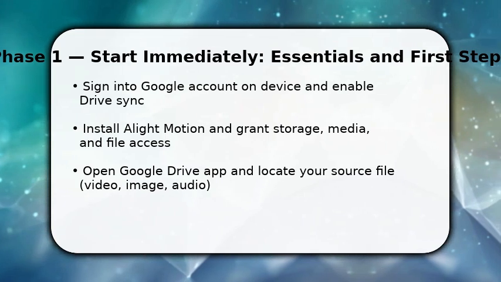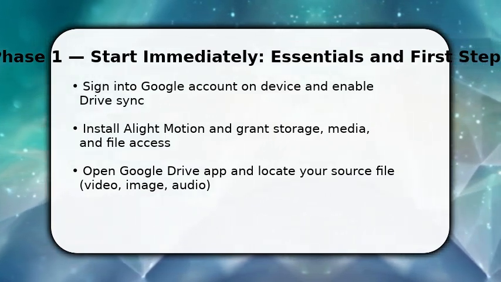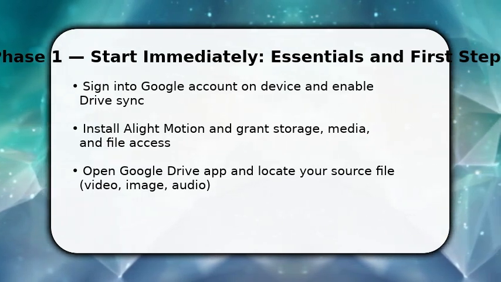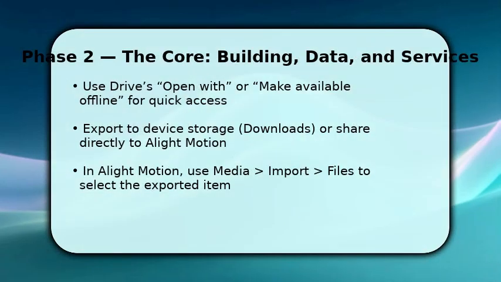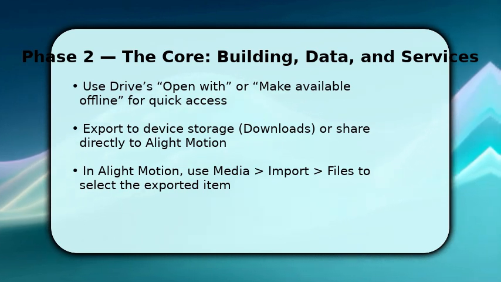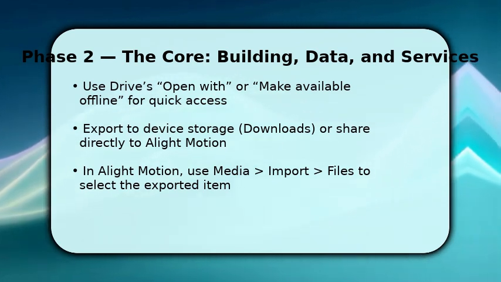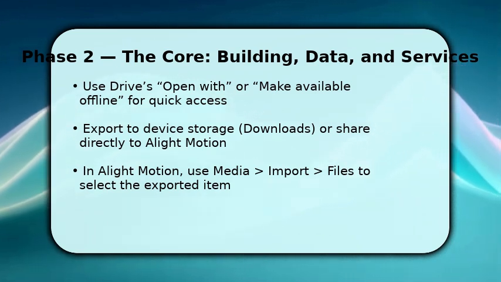Next, open the Google Drive app and locate the exact file you want to import, video, image, or audio, and prepare to export it to your device storage for faster import. Now move the media from Drive into Alight Motion. If the file is large, tap Drive's three-dot menu and choose Make Available Offline or Download to save it to Downloads. Otherwise, use Share, Open with Alight Motion if available.